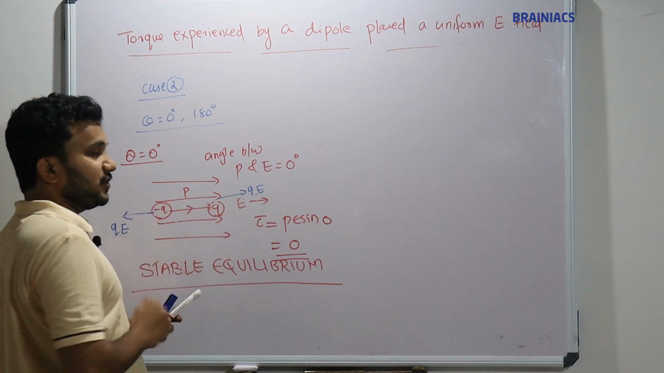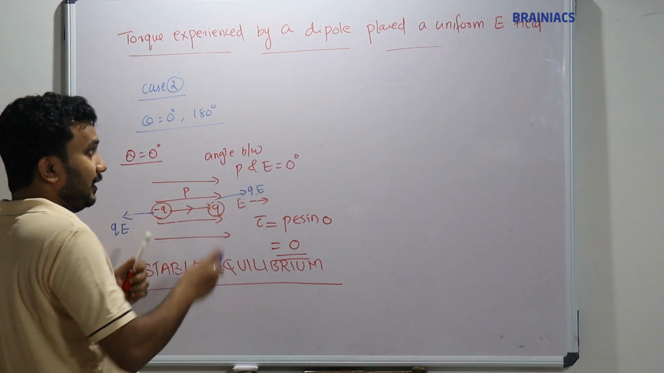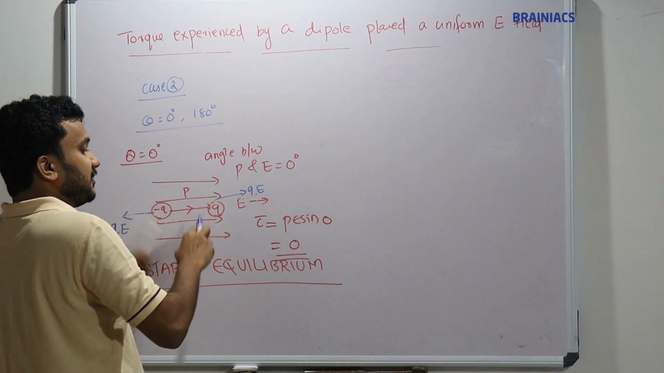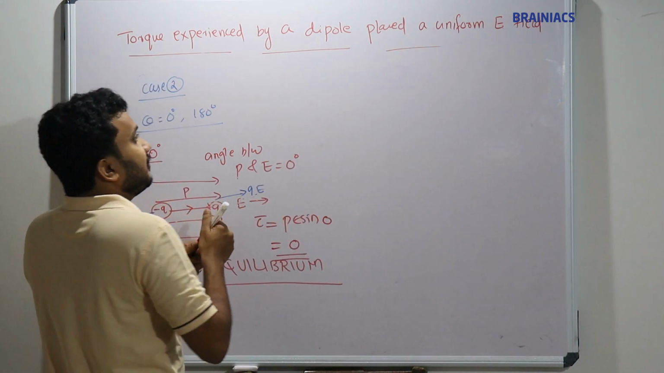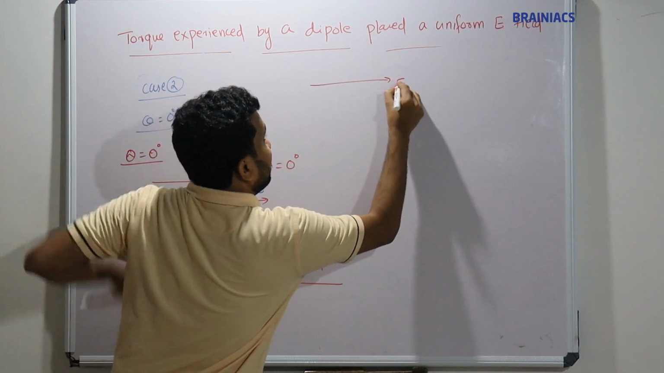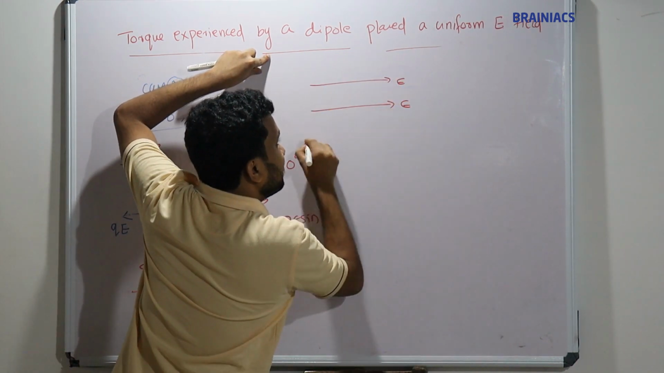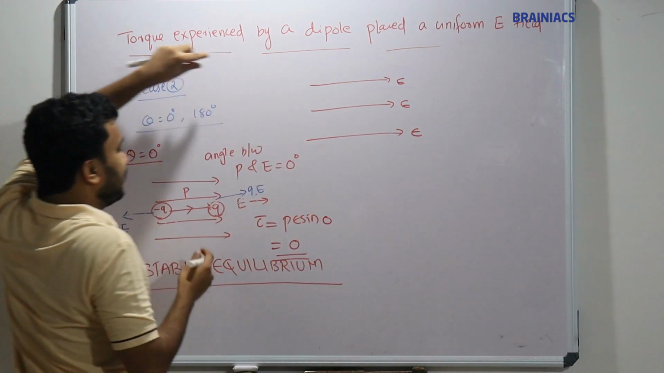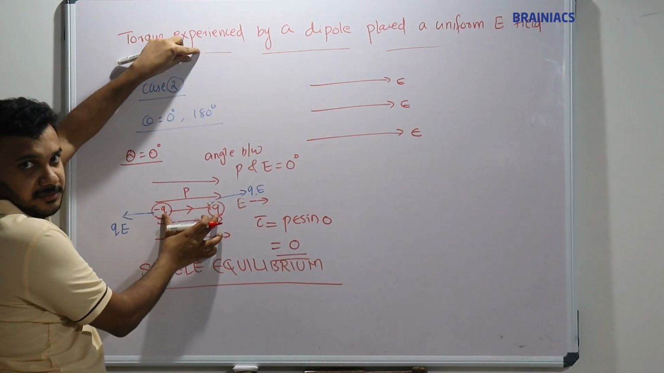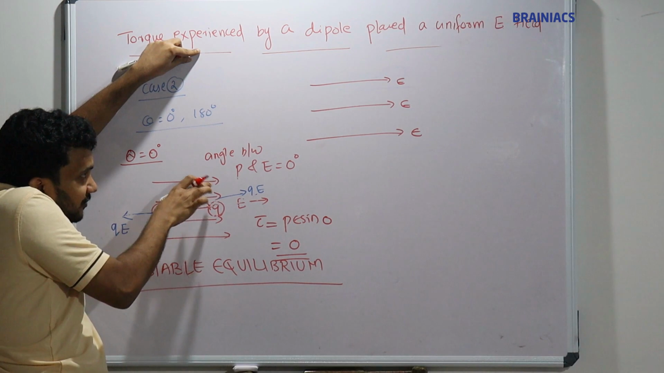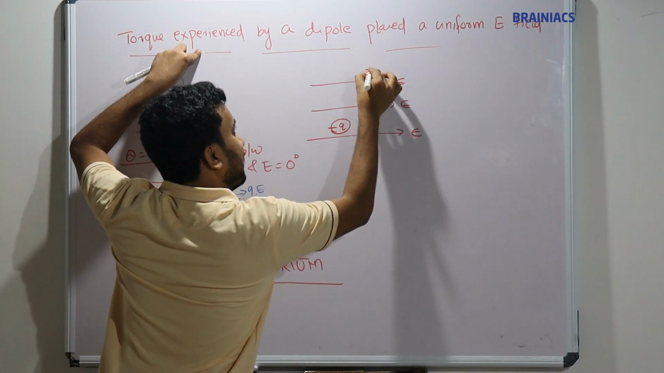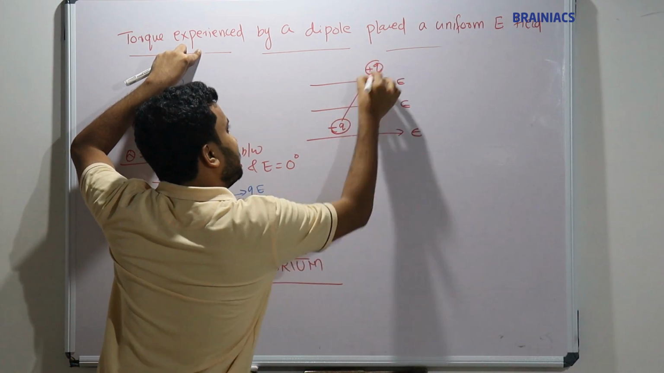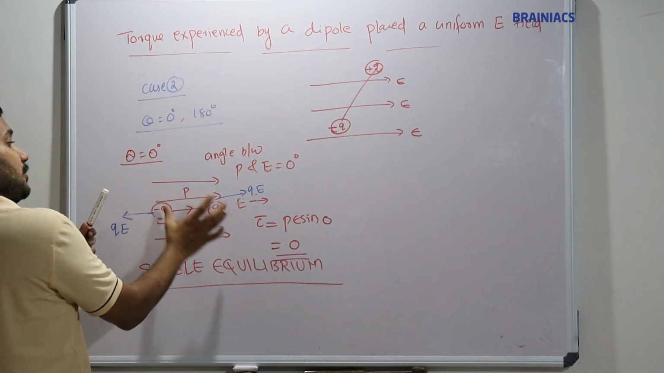What is the original position of this one? Here minus q and plus q will be like this. So let's make some disturbance and see whether it has stable equilibrium. This is my electric field, these are my electric field lines. The dipole is initially placed like this. Now I am trying to change it like this, slightly changing minus q and plus q.